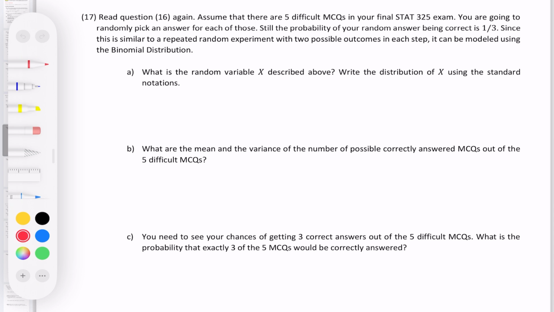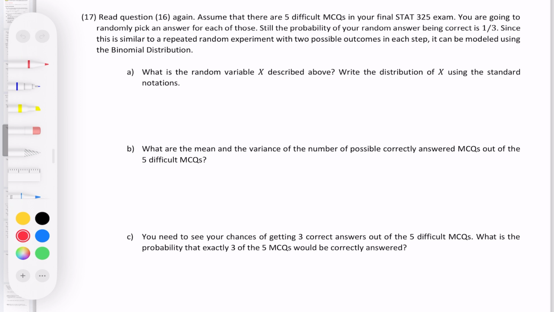Still, the probability of your random answer being correct is 1/3. You don't know the correct answer. Still, you're going to pick a random answer for each of those 5 questions. Since each MCQ has 3 choices, the random answer being correct has a probability of 1/3.